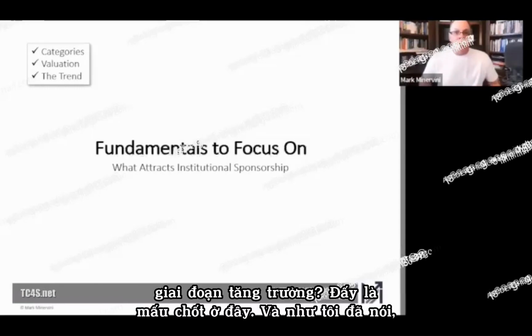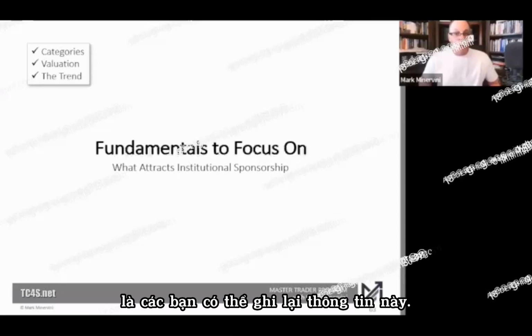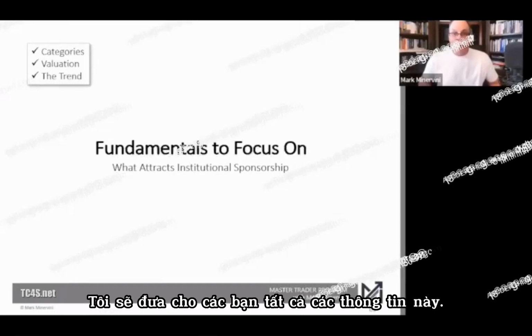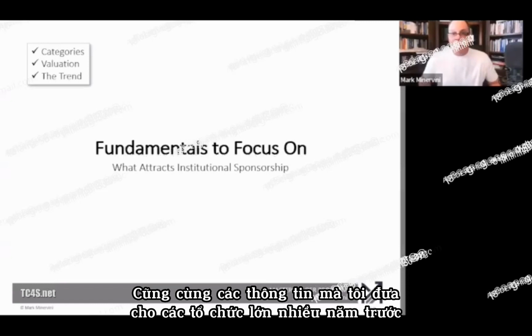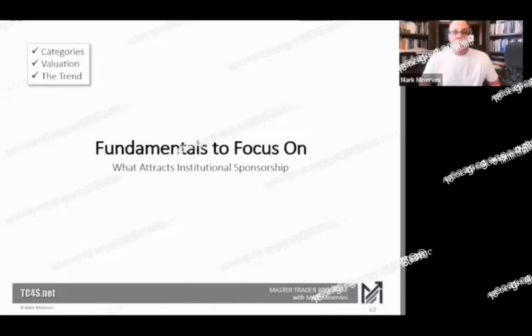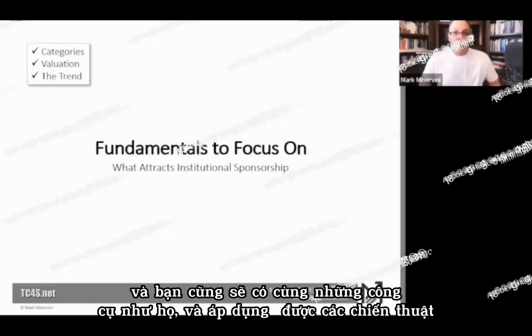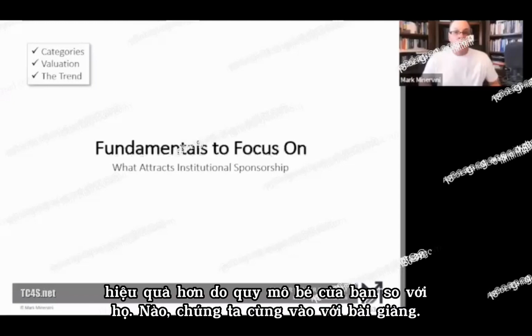That's the real key. And like I said before, the real secret to this whole thing, or the advantage I should say that you have, is that you can know that information. I'm going to give you all that information, the same information that I gave to the big institutions years ago, when I only advised institutions. You'll have that information, but you'll be able to act on it much faster and be much more nimble. And you'll have the same tools and be able to apply tactics that are even much more effective because of your relative size.